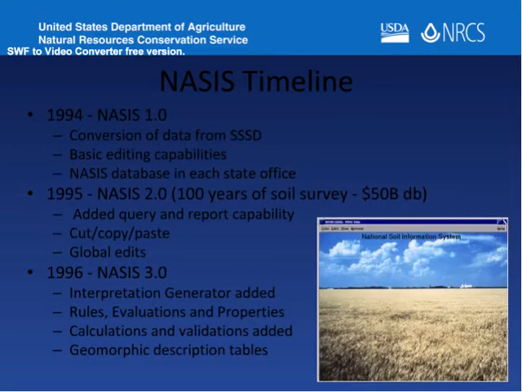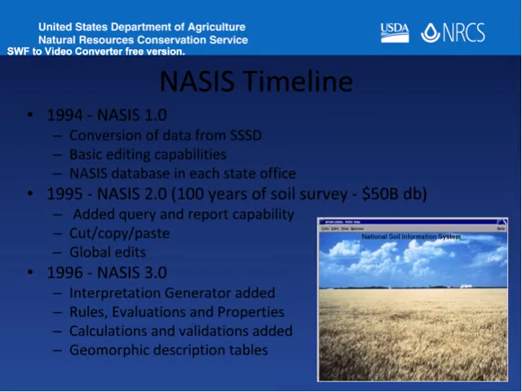In 1995 we came out with NASIS 2. And that was 100 years of soil survey, and at that time the NASIS 2 database was valued at $50 billion, which is a pretty expensive little database. This is the time when we added the query and the report writing capabilities. We added cut, copy, paste, and the ability to do global edits.